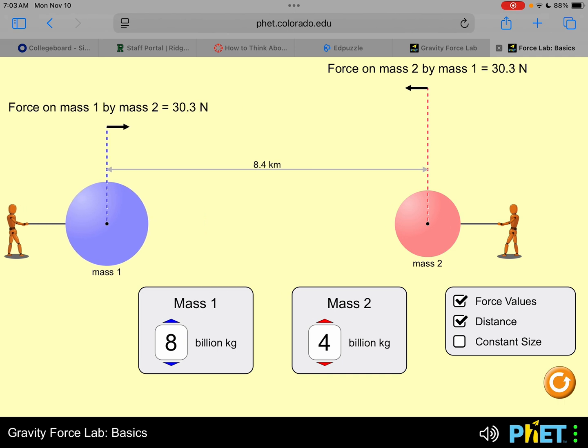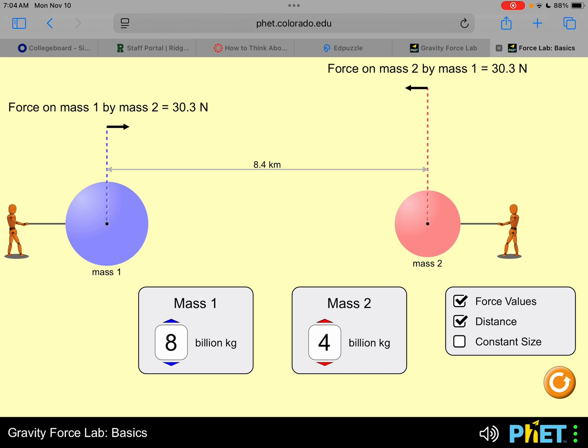So what we're going to do today is a little lab, and we're going to investigate the relationship between distance and force and how that changes. So your job is to start by selecting a mass 1 and mass 2. It doesn't really matter what they are. And then you're going to record the forces based on distance and see how the distance affects the force. And we're going to graph it in Desmos.